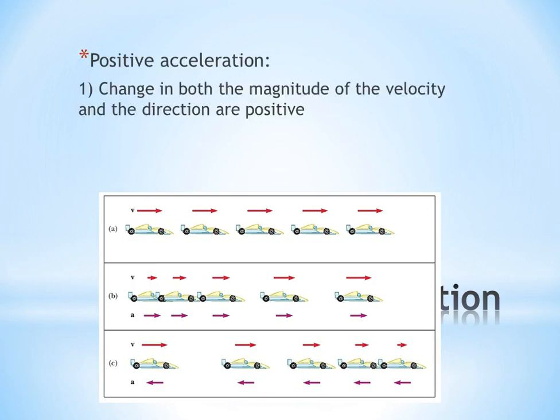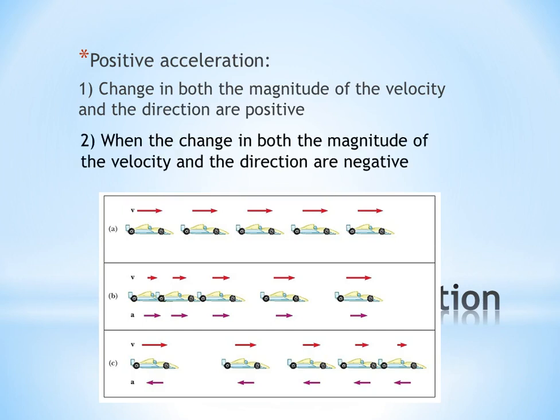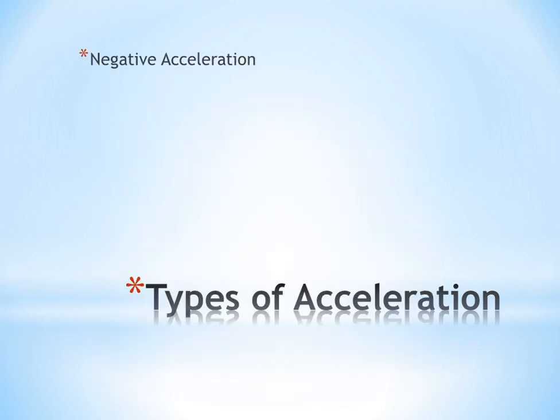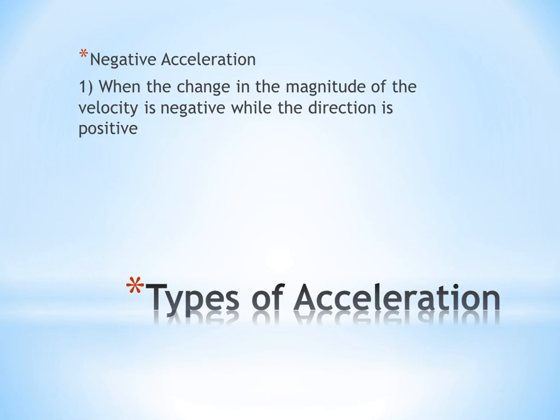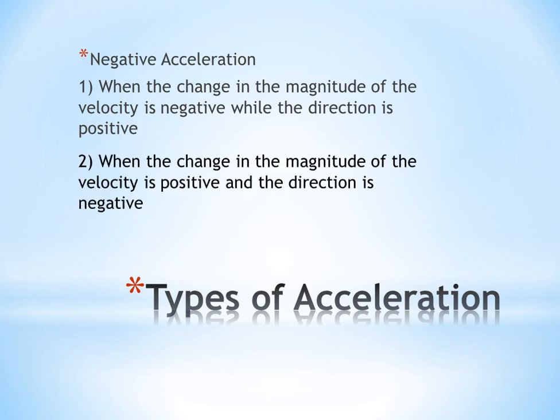We have positive acceleration. In this case, we may see that both the magnitude, the number of the velocity, and the direction are positive. This means positive acceleration. Or when the change in both the magnitude and the direction are negative. We also have negative acceleration. This happens when the change in the magnitude of the velocity is negative, while the direction is positive, or when the change in the magnitude of the velocity is positive and the direction is negative.